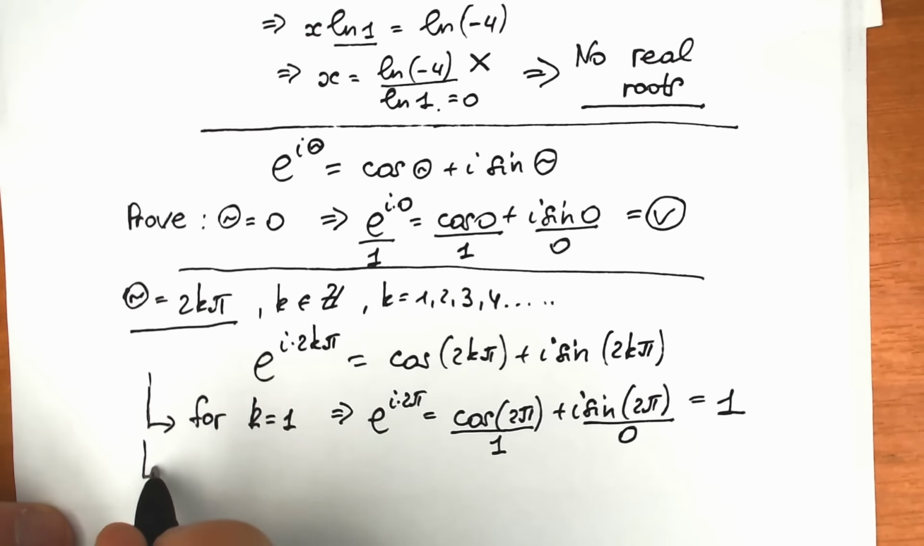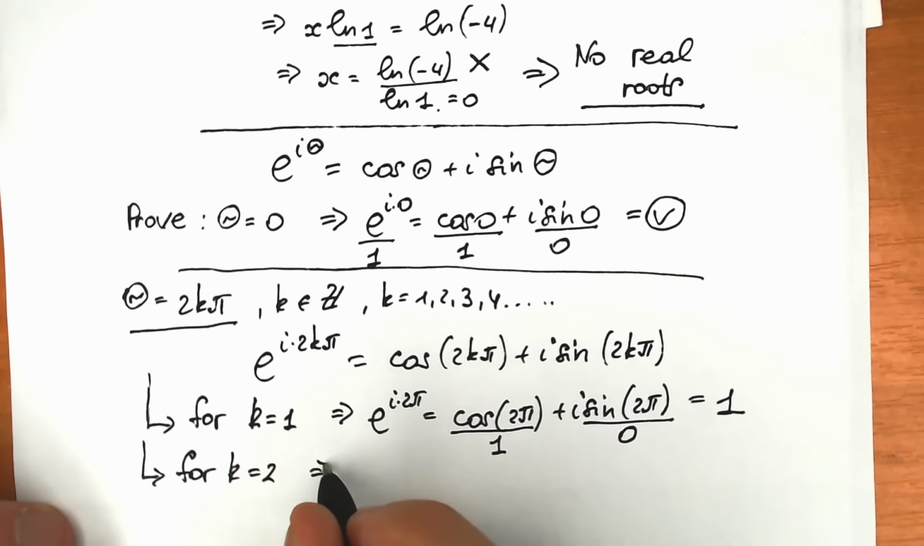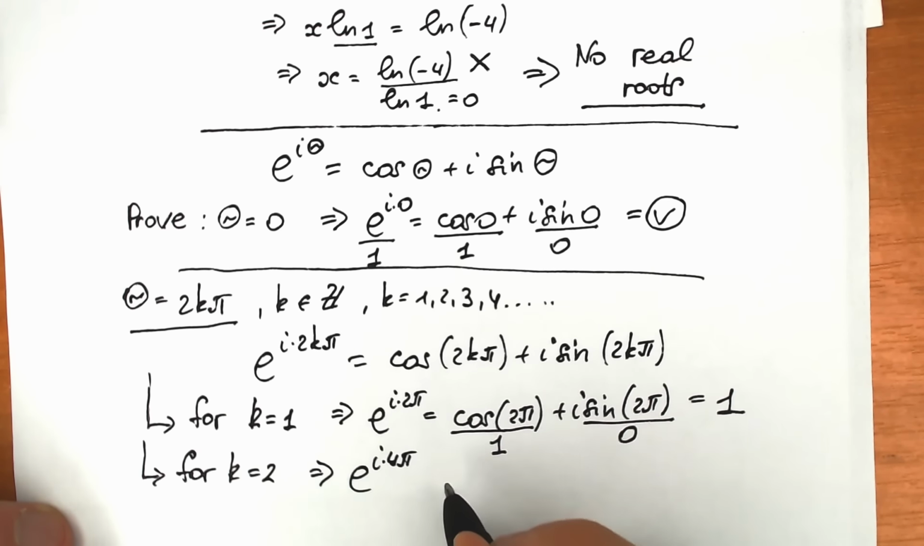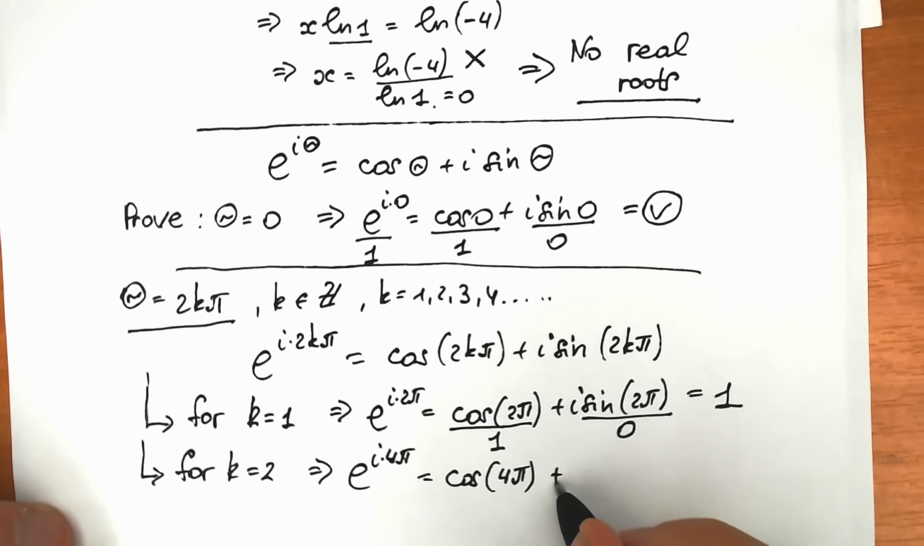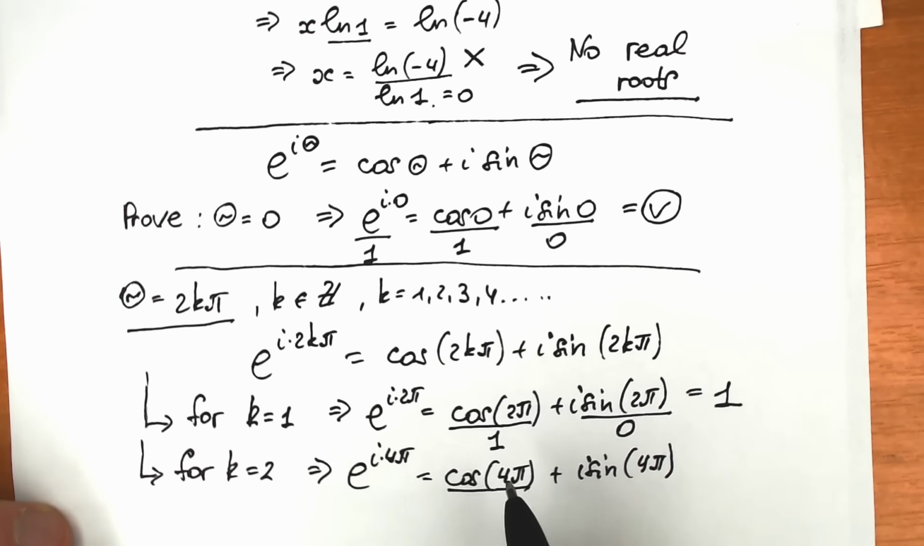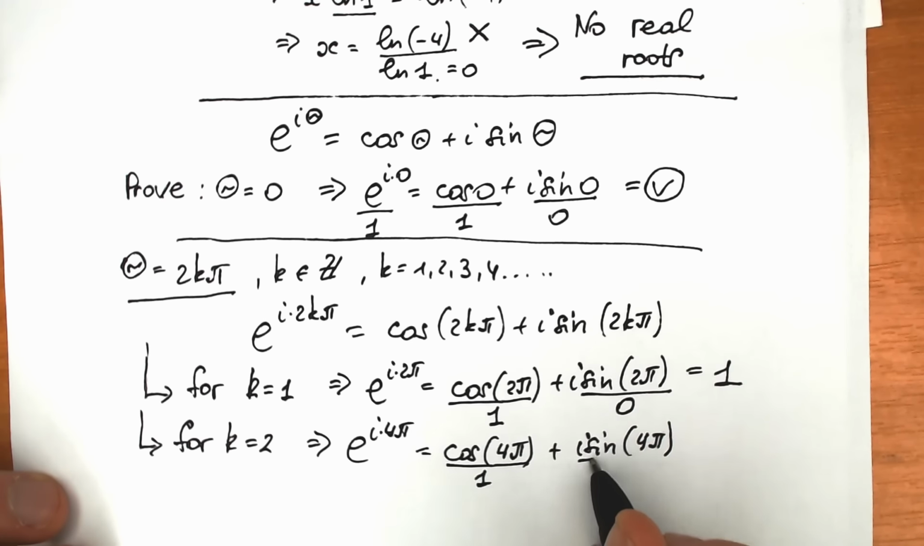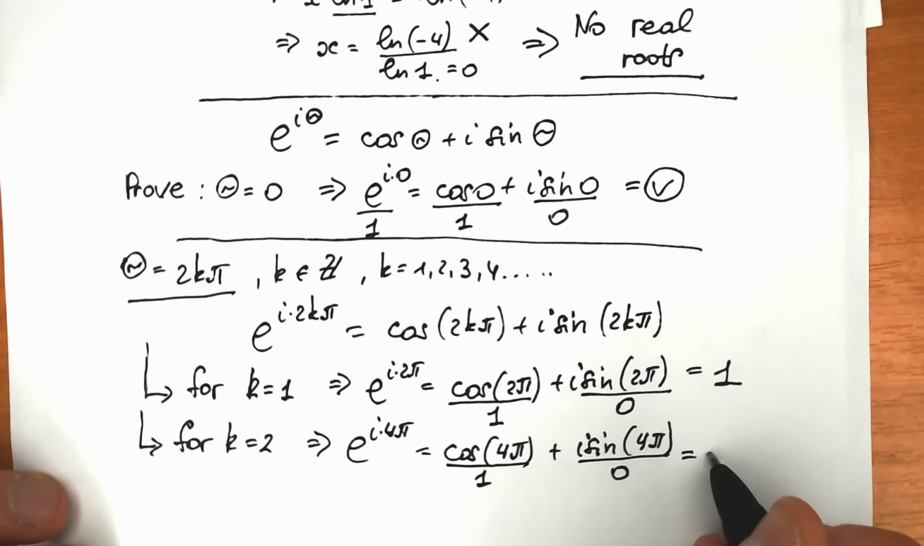Right now, let's see what will happen when k equals 2. Let's try to find the pattern between these lines. When k equals 2, what will we have as a result? We will have e to the power i times 4π equal to cosine 4π plus i sine 4π. Cosine 4π, this is like a period: 2π, 4π, 6π. So right here we have the same one, and sine 4π equals 0. So as a result, we have the same one.